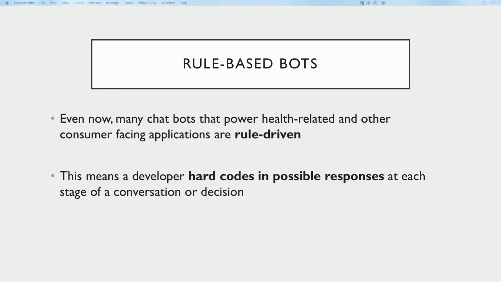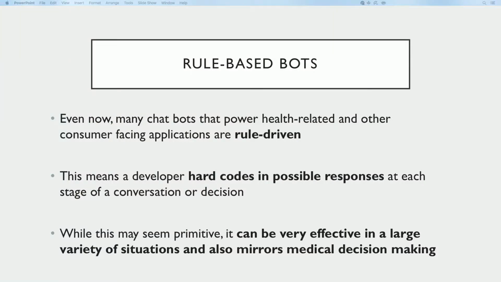With rule-driven bots, a developer hard codes in possible responses at each stage of a conversation or a decision. This is both a good thing and a bad thing. The good thing is it's fairly transparent. You will know exactly what your bot will do with every given set of inputs. On the downside, it can be quite lengthy to code depending on how you do this.